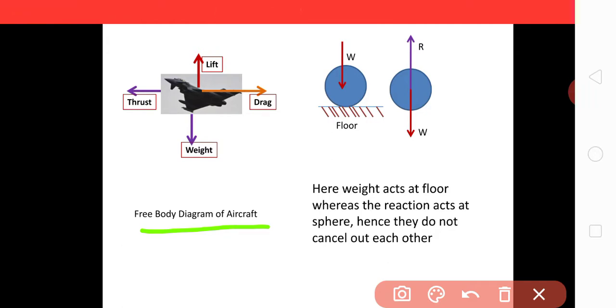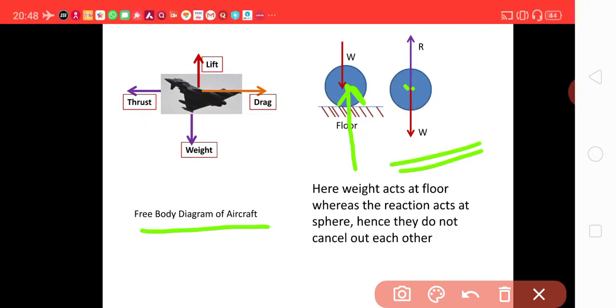Now take this sphere kept on the floor. Its weight is acting downward, but its reaction from the floor will be acting upward. So, we just removed the floor from the sphere and we gave a force system like this. Here weight is acting downward, reaction is acting upward. This is the free body diagram for the sphere.